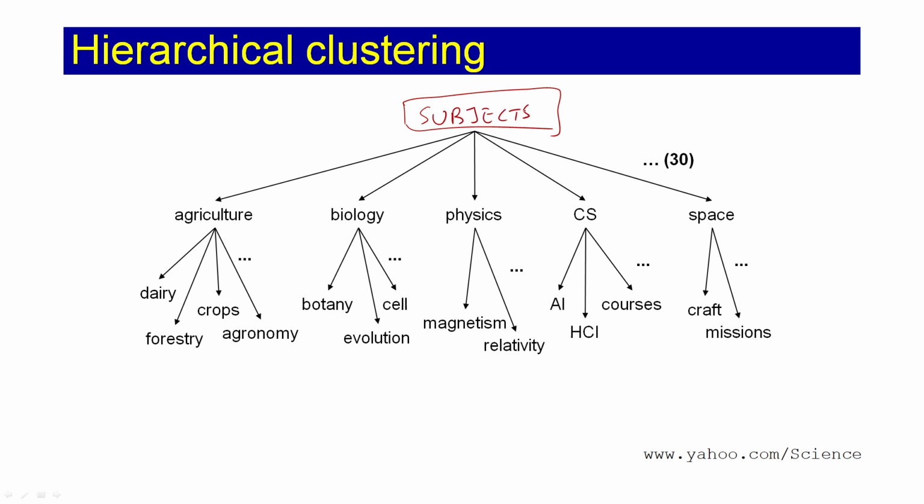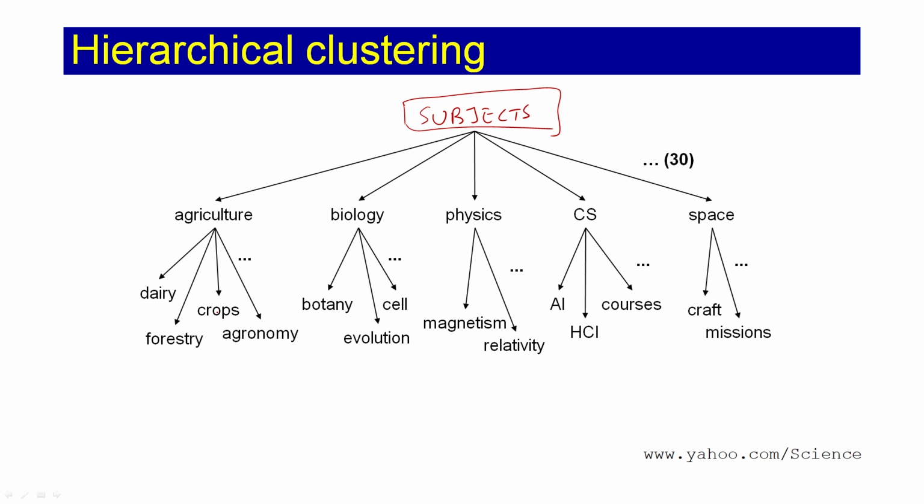Agriculture, biology, physics, computer science, space. So, you look at this. This is taken from yahoo.com. Agriculture can have dairy, crops, forestry, agronomy. Biology can be botany, cell biology, evolution biology. Physics can be many things; I put only magnetism, relativity. Computer science can be AI. Other courses are HCL also. Space can be craft or missions.